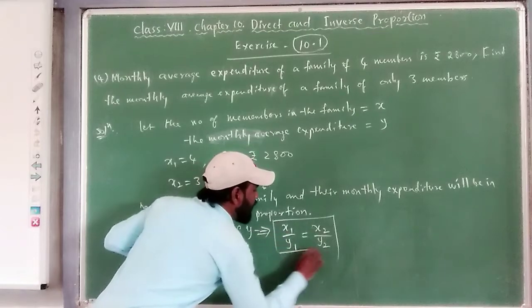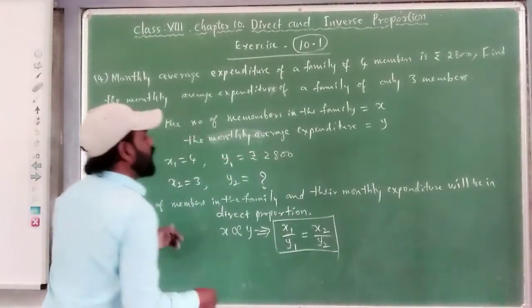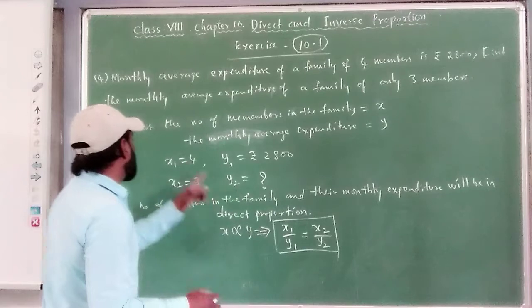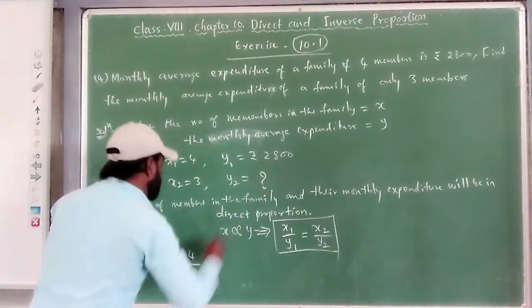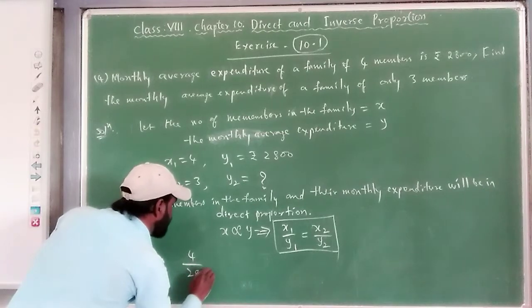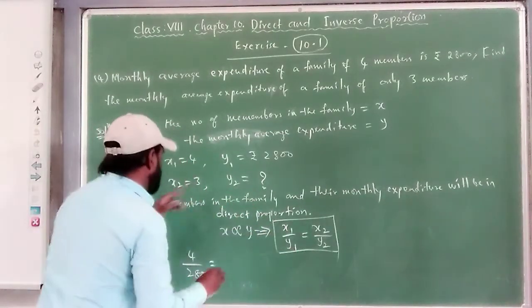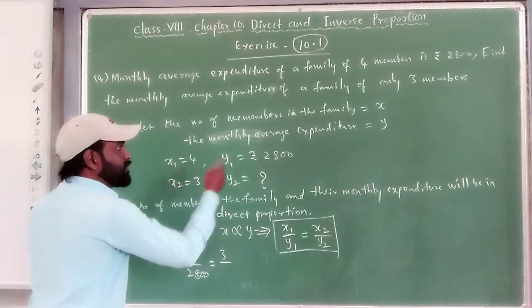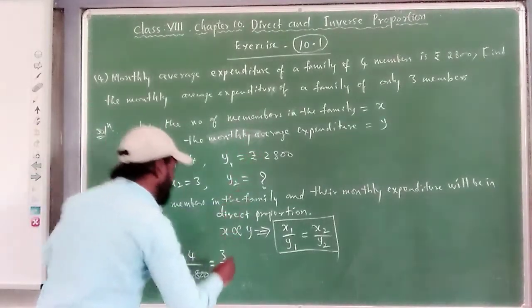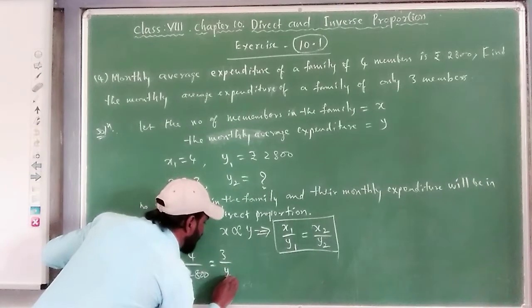Just substitute the values in this equation and simplify. We will be getting x1 value is 4 by y1 value is 2,800 is equal to x2 value is 3, y2 value, what is that? Cost of the monthly expenditure of the family members of 3. So that is what we are finding, that y2 as it is.